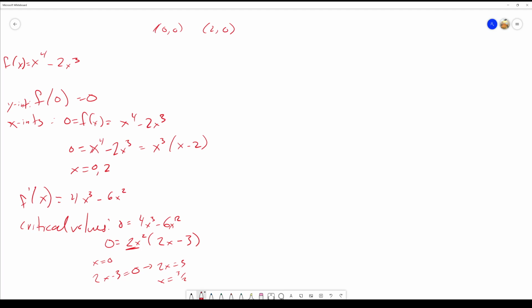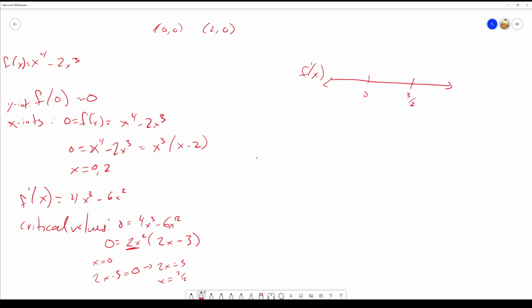So I'm going to make a number line over here for the derivative. Maybe try that with a straight line. That's better. Put 0 on it, put 3 halves on it, and we're going to figure out when the derivative is positive and when it's negative.